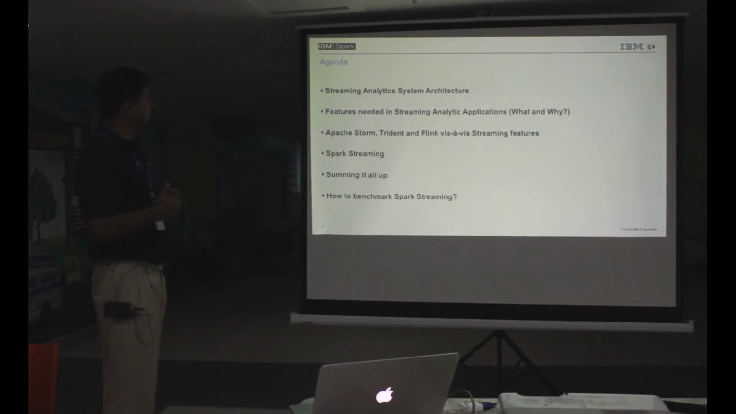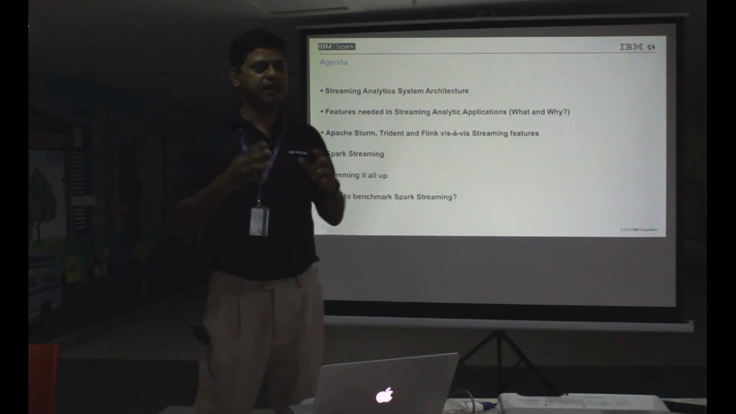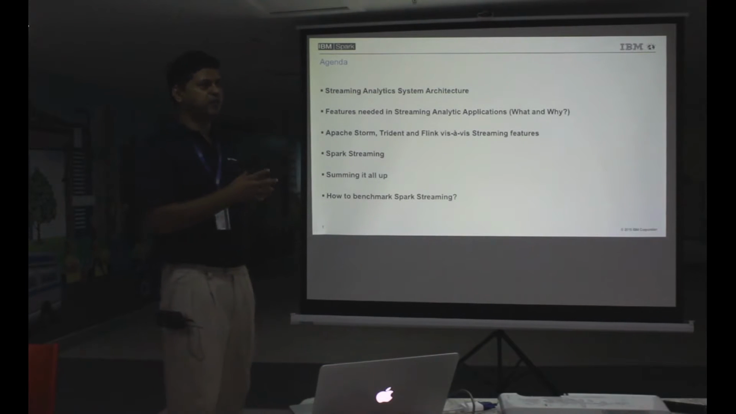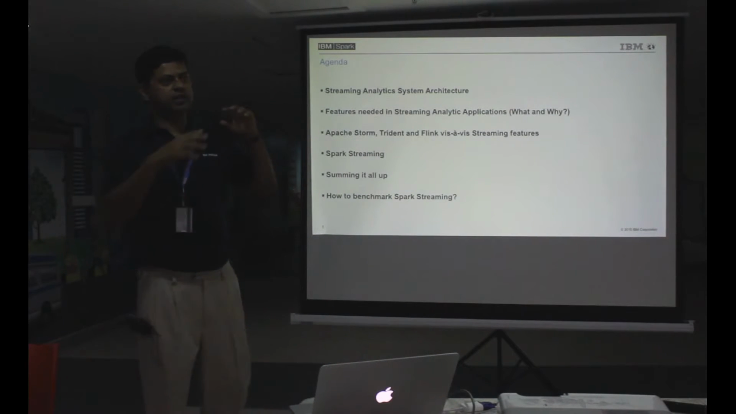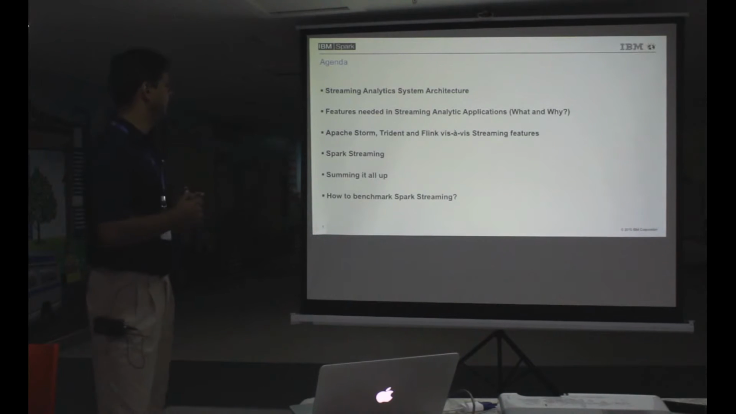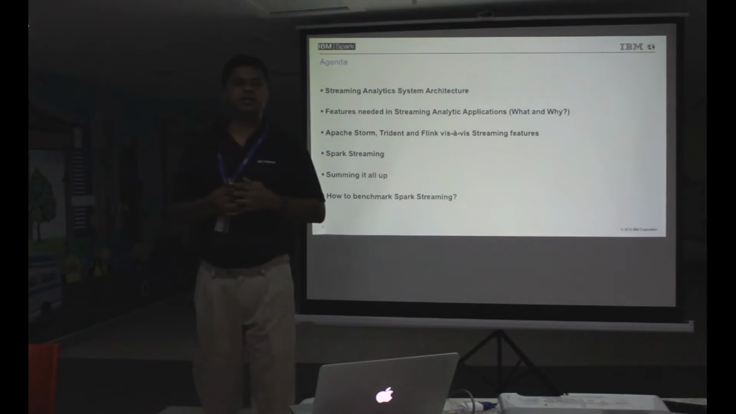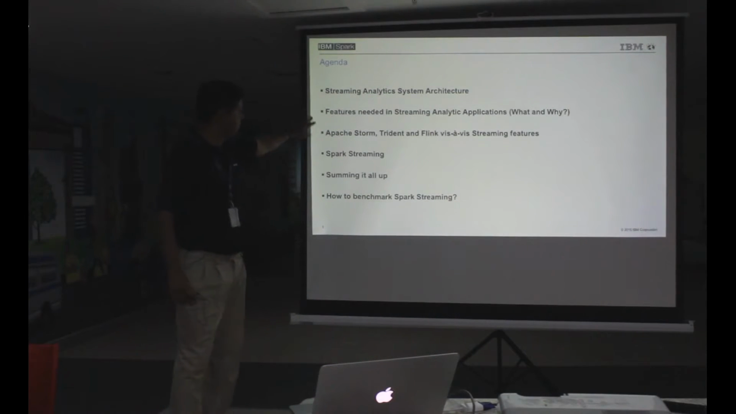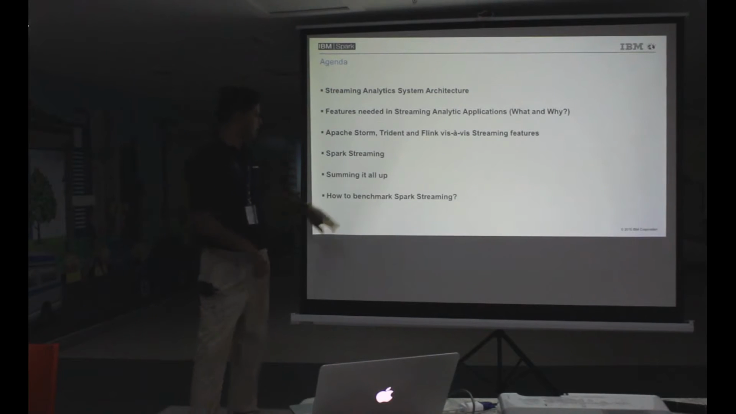So these are the topics or the agenda that we will go through today, right? We look at streaming analytics, the system architecture, because we have a wide variety of things that we're looking at here. Things like Storm, Trident, Flink, and Spark streaming. So we'll set the base up with the 2 architectures that we have. We look at what features you're looking at when you're building out a streaming application. Compare those features against all of these, sum it up, and then Sachin will walk you through some of the benchmarking efforts that we've been trying to do with Spark streaming, right?